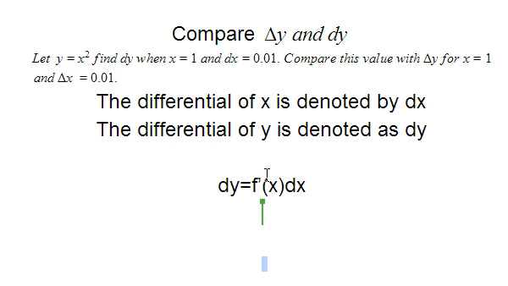Anyway, dy is equal to f prime of x dx. So of course you've seen this as dy over dx is equal to f prime of x. So basically what we've done is just taken the dx over to the right. Alright, let's get up here.